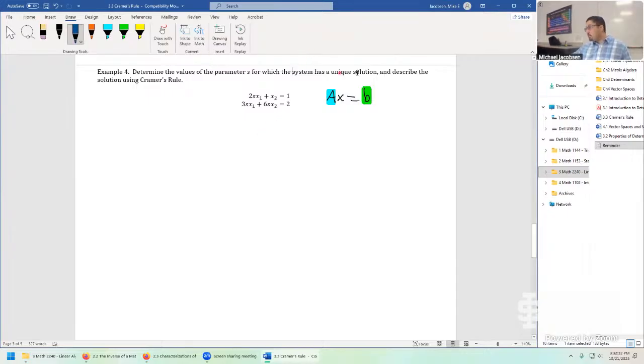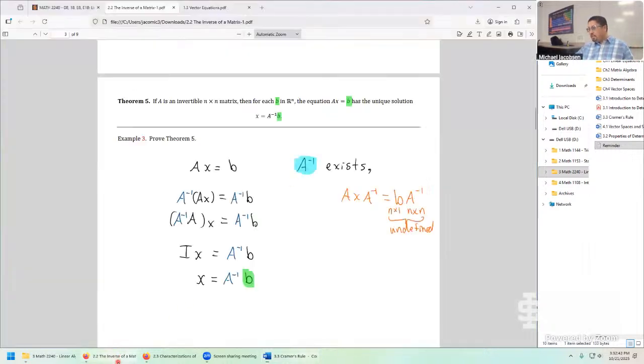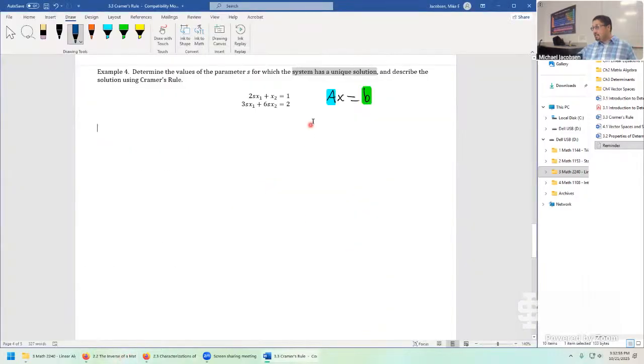To address this part, whether the solution is unique, it's really just another invertible matrix theorem problem. The solution is unique the moment we know A inverse exists. We can really think of it as theorem 5 from section 2.2. It says that this has a unique solution providing A inverse exists. That's the A inverse part right here. So let's just take a look into A inverse.